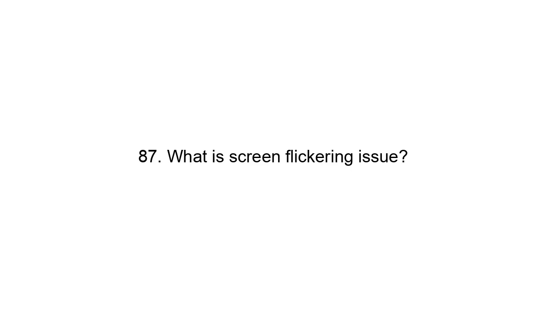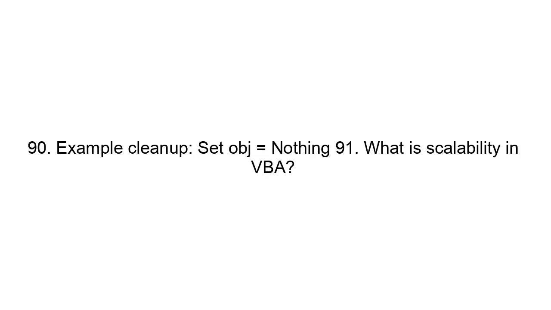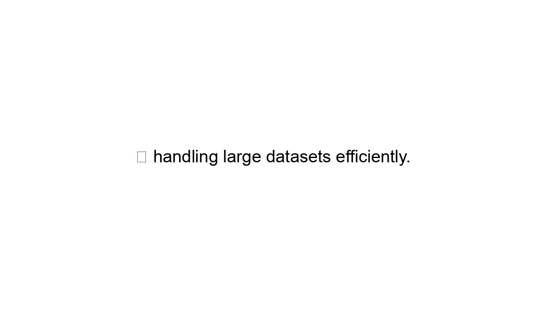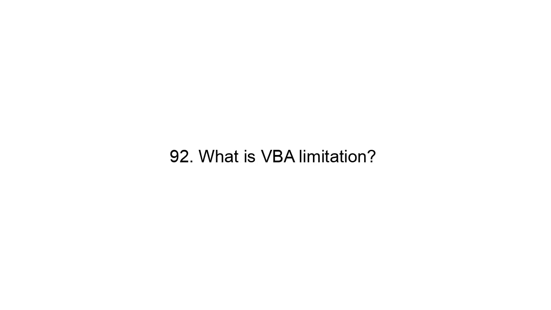87. What is the screen flickering issue? Caused by frequent UI updates. 88. What is the Excel memory leak issue? Not releasing objects properly. 89. What is object cleanup? Setting objects to Nothing. 90. Example cleanup: Set obj = Nothing. 91. What is scalability in VBA? Handling large datasets efficiently. 92. What is a VBA limitation? Slower than compiled languages.